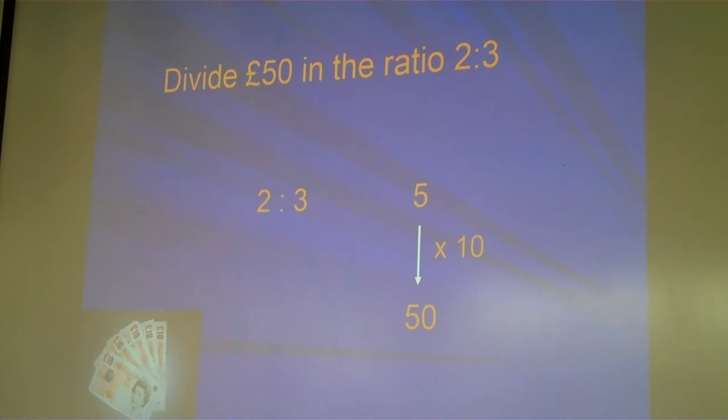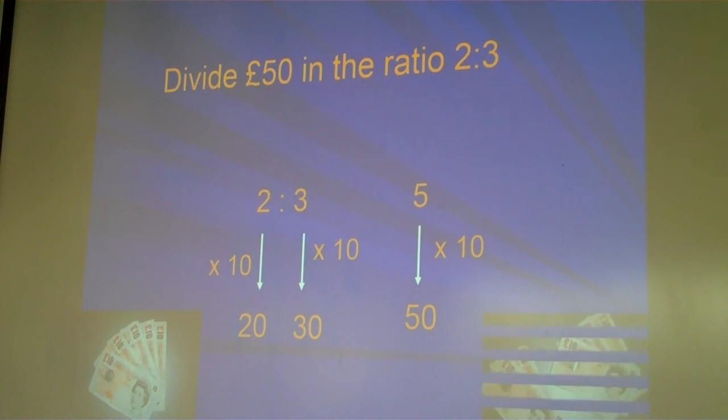Okay, so 5 times 10 makes 50. If you didn't know what you're multiplying by to go from the top row to the next row, you could have said 50 divided by 5, and that would tell you that you need to multiply by 10. So then multiply the 2 by 10 and the 3 by 10, and we get 30, okay? Are we all quite happy? And take that one back off.